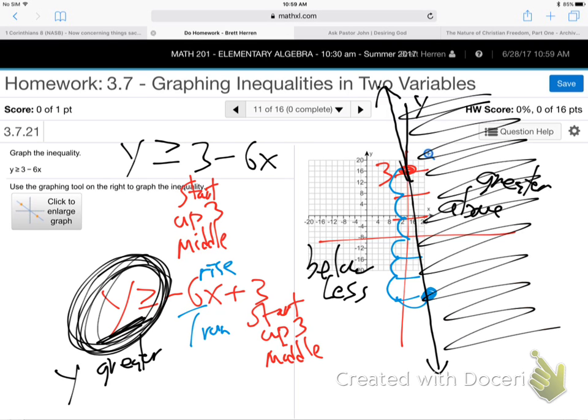Well, let me show you how to do that on Math Excel as well. It's a little paint bucket tool. I'll show you. But is everybody good there first off? Does that make sense how I got the line and decided the shading? Y greater shades above. Let me show you on the Math Excel.